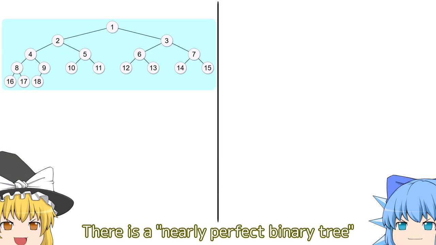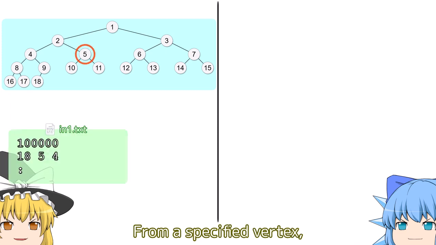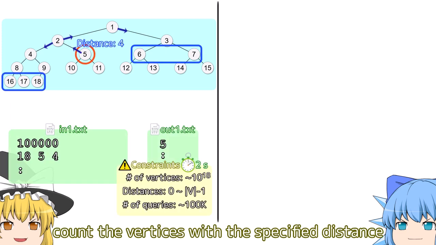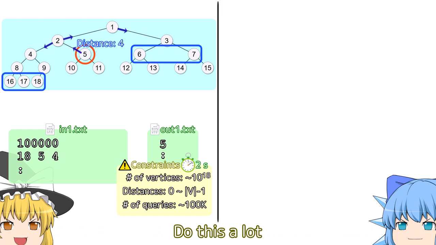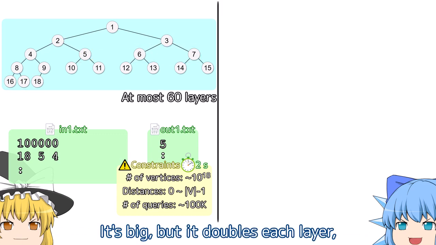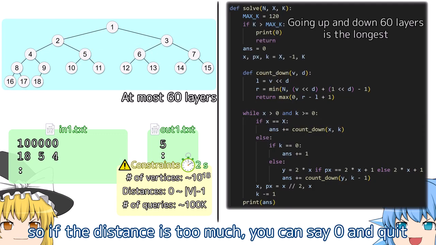Problem E. There is a nearly perfect binary tree. From a specified vertex, count the vertices with the specified distance. Do this a lot. It's big, but it doubles each layer. So it won't be too deep. So if the distance is too much, you can say 0 and quit.